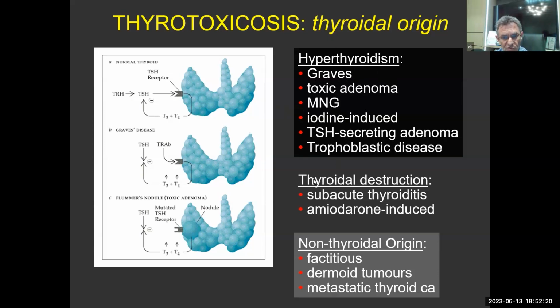So other causes of thyrotoxicosis is when you get destruction of the thyroid gland. So all that thyroid hormone that I showed you binding to the thyroglobulin within the thyroid cell is smashed and released into the circulation. And that can be caused by viruses, or it can be caused by drugs such as amiodarone. And then you have non-thyroidal causes of hyperthyroidism, such as factitious, where individuals are factitiously self-ingesting T3 and T4, so that increases the serum T3 and T4 and suppresses the TSH, or dermal tumors, which can produce T4, or really metastatic thyroid cancers.